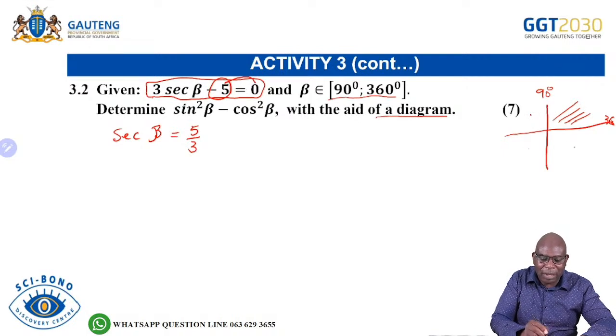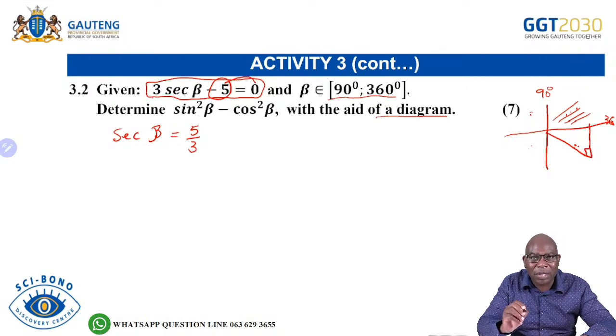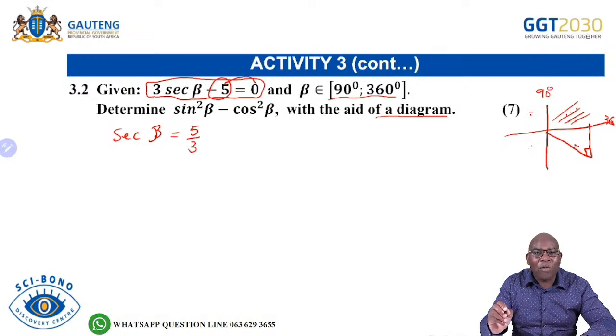But I know sec is a friend to cos. So if it's a friend to cos, where is the cos positive in this 4 quadrant? In the first and the fourth. So the first doesn't work. So it means that my sketch will be on the 4th quadrant. Then I know cos is x over r. My x value is this one, my r value is that, my y is this.